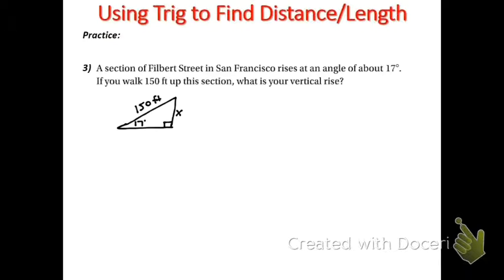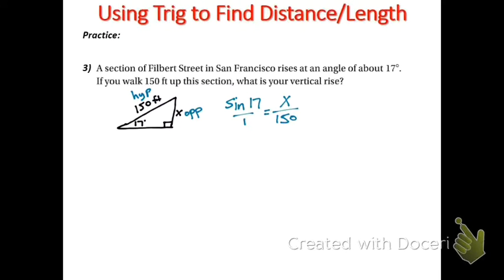So if we're using trig in this case, we should see that we have a relationship between our sides of, well, not opposite and adjacent in this case. It's going to be opposite and hypotenuse. So that automatically makes this sine. So the sine of 17 over 1 equals opposite over hypotenuse.